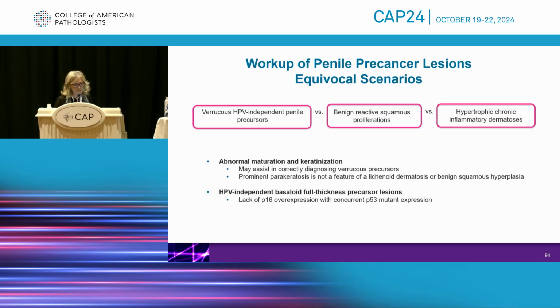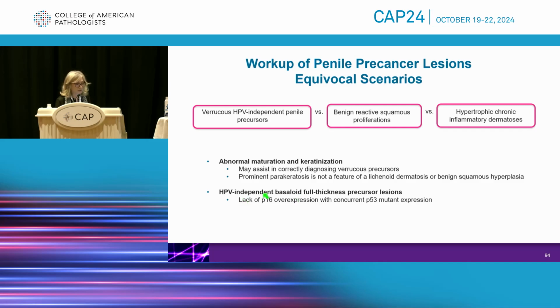So I send pictures to my friends that are more expert than I am in penile neoplasia. But definitely, abnormal maturation and keratinization may be helpful in that it may assist in correctly diagnosing the verrucous precancers, because prominent parakeratosis is not a feature of a lichenoid dermatosis or benign squamous hyperplasia. So this prominent parakeratosis may orient you to these newly described verrucous precursors. They were saying that they are precursors now.